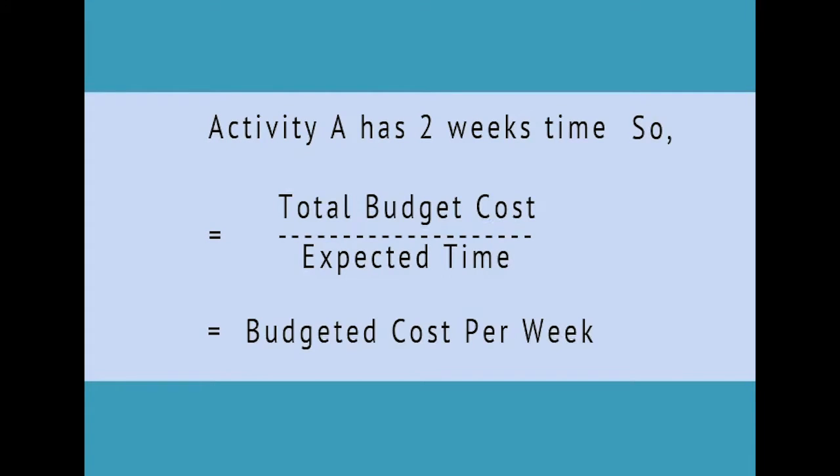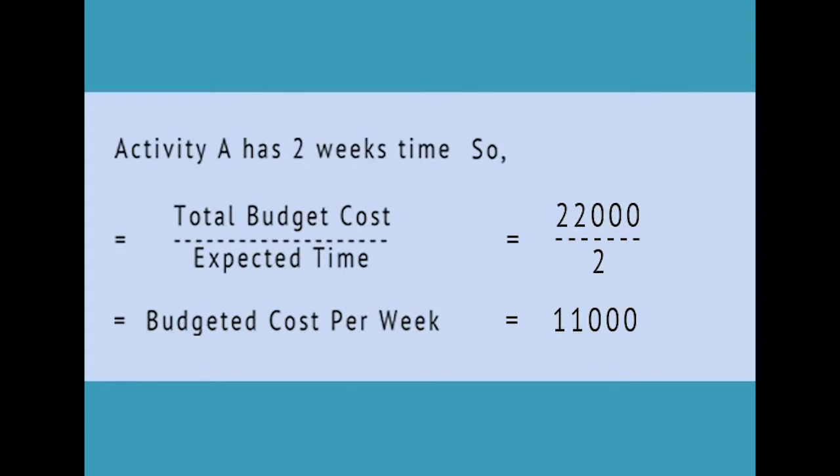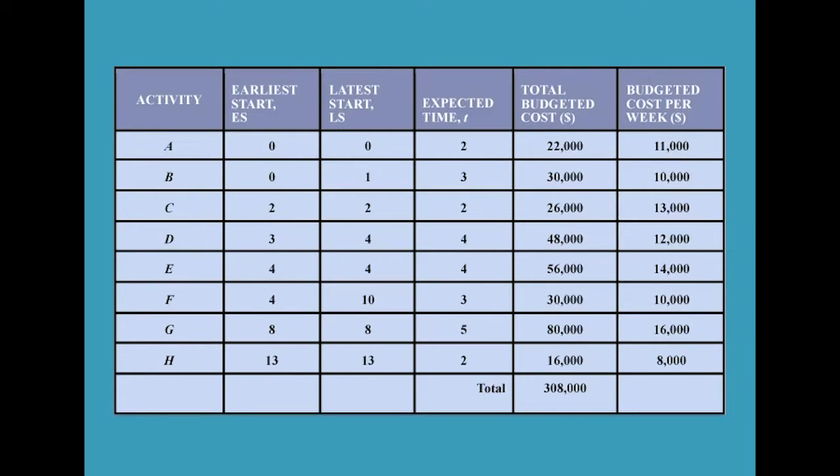Using the same example which we have used for calculating the durations, we can assume that the cost for each activity is spent at a linear rate over time, and divide the total budget for each activity by the expected time to get the weekly budget for each activity. For example, activity A has 2 weeks time. So the total budget cost divided by expected time equals the budgeted cost per week, that is 22,000 divided by 2, which gives 11,000. For the remaining activities, you can see it in the table.